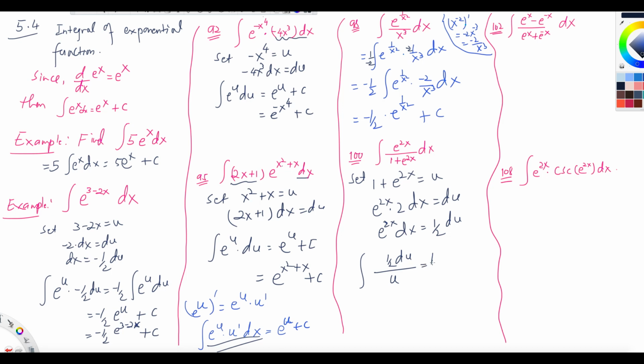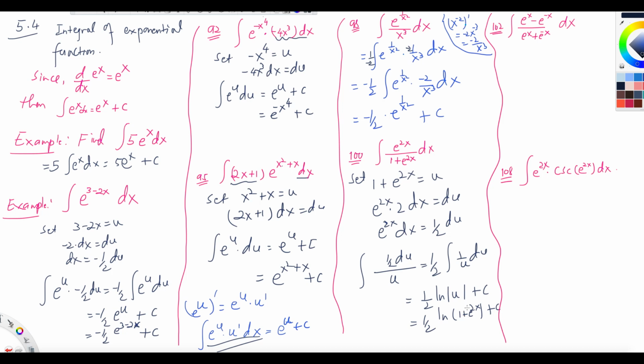So you can write 1/2 integral of 1 over u du. Do you remember what is the integral of 1 over u du from 5.2? That is the natural log of u, right? So 1/2 natural log of u plus c. But what is the value of u? It is 1 plus e to the 2x. So 1/2 natural log of 1 plus e to the 2x, and then plus c, that way.